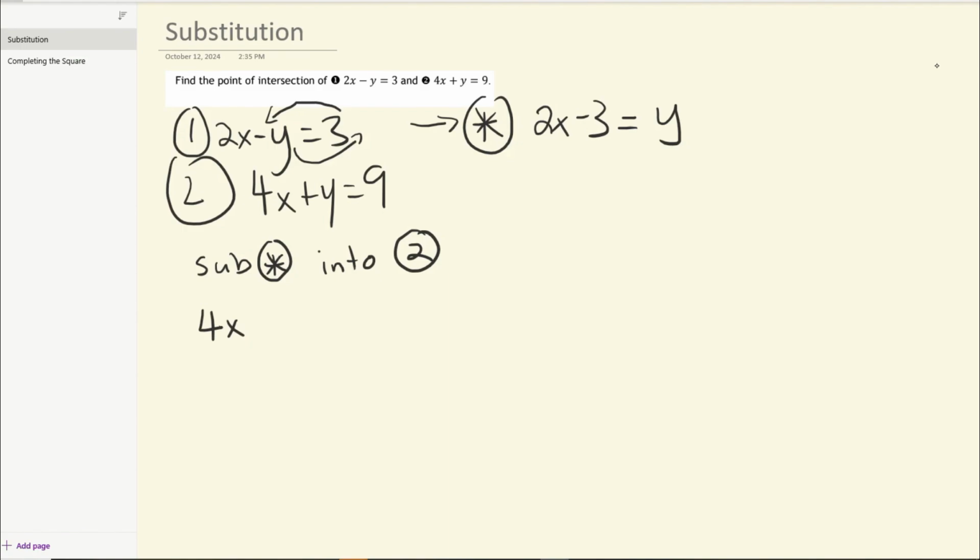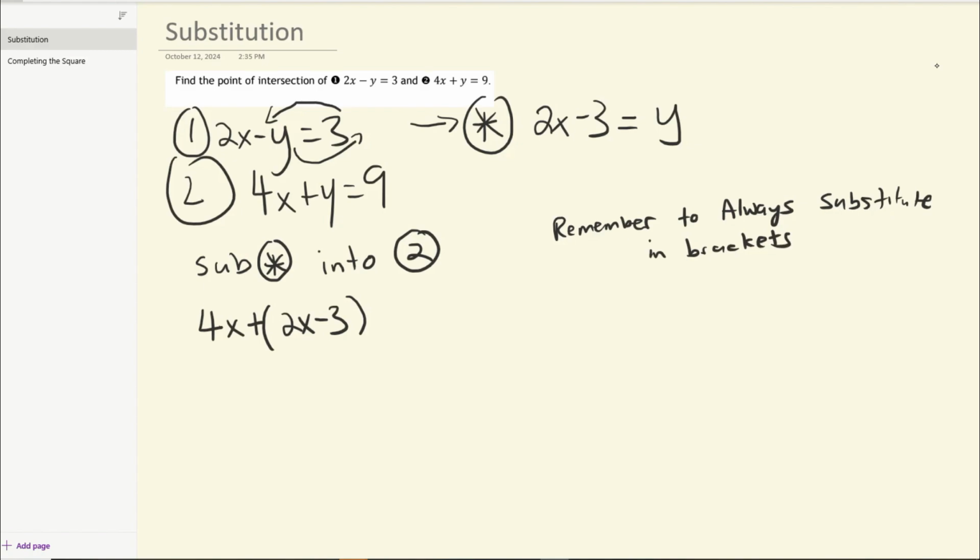When I rearranged it, y becomes 2x minus 3. When I substitute it, I make sure to substitute it in brackets. So I put in 2x minus 3 as the expression for y. I'm writing this down to tell you guys to remember that whenever you need to substitute anything in math, you always have to substitute in brackets, right? A lot of times I see students forget to substitute expressions in brackets, and it leads to a lot of errors. So all of this is equal to 9, and then I'm going to move on to the next step.